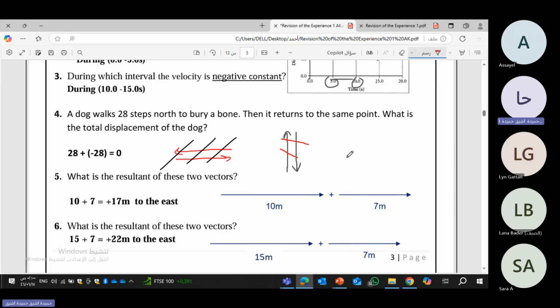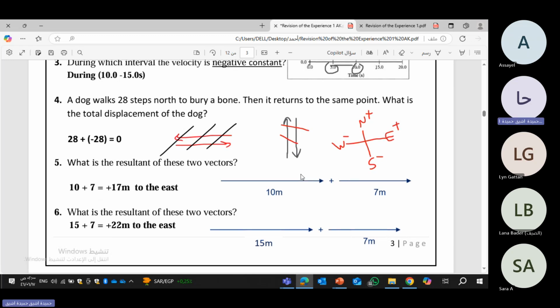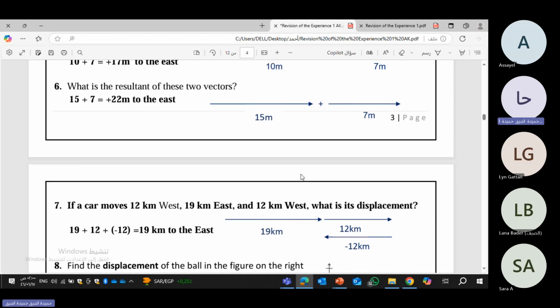Don't forget, you have to know the 4 directions. East, positive, and north, positive, and west, negative, and south, negative. You have to know these directions, okay? Also, here I have the resultant 15 plus 7, 22 to the east. Yes? If you have any question, please stop me and then I will explain in detail.